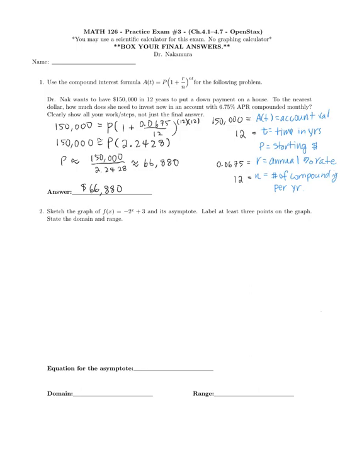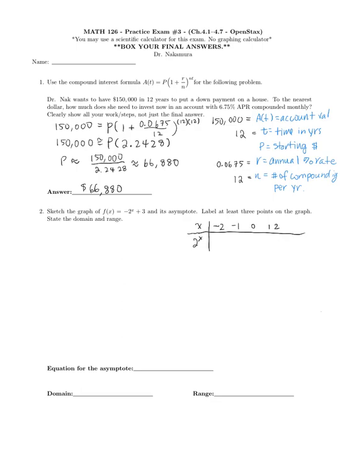All right, so then let's go with number 2. Sketch the graph of f of x equals negative 2 to the x plus 3 and its asymptote. Label at least 3 points on the graph. Okay, so what I would do is let's just pick some values of x. And then let's take just 2 to the x first. And then we'll throw in the negative and then add 3 to it at the end.